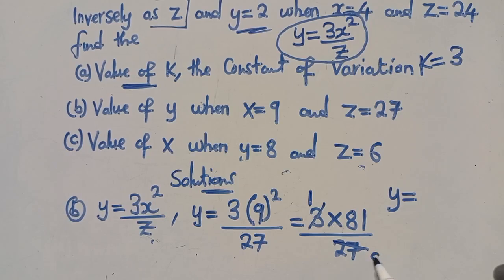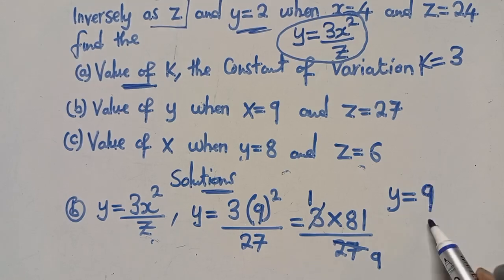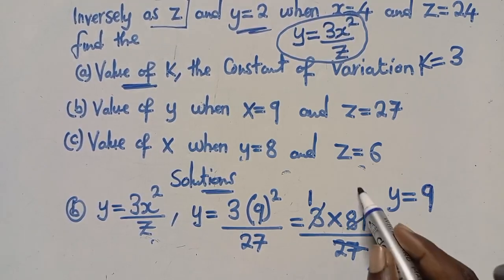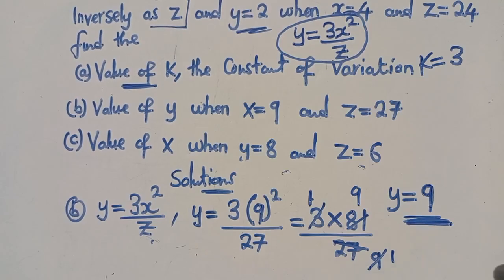3 there, it is 9. Have you seen? 9 into 81. It goes there how many times? 9 times. Have you seen 9 into 81? 9 times. So there 1, there 9. 1 times 9, it is just 9. So y is 9. This is how you answer it.